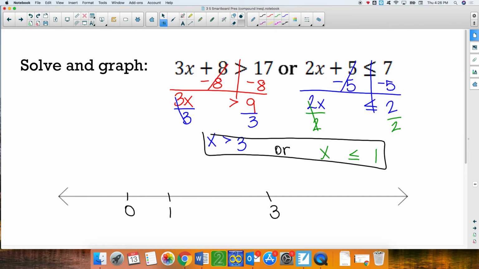X is greater than 3. I'm going to do an open circle at 3. Greater than means I need to shade right. X is less than or equal to 1. That's a closed circle at 1. Less than means to shade left. So notice on the OR graph, the shading is going in opposite directions this time.